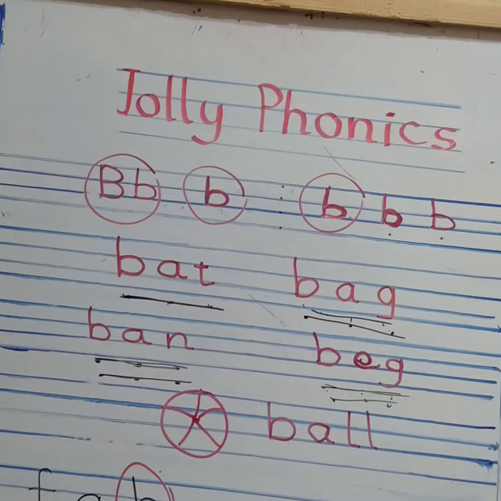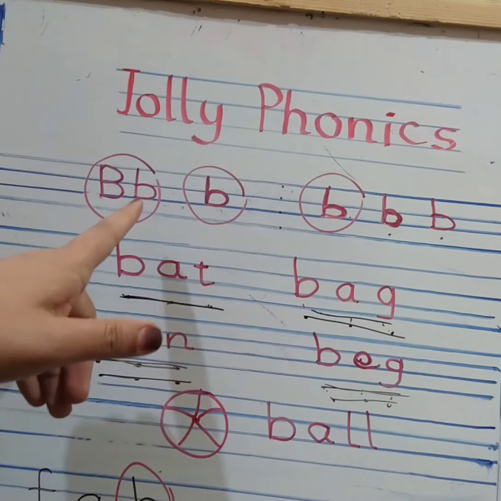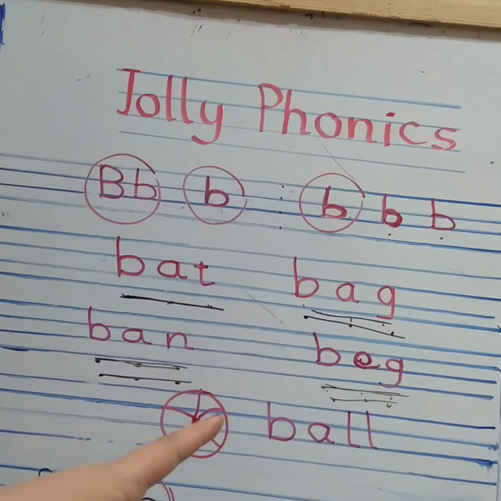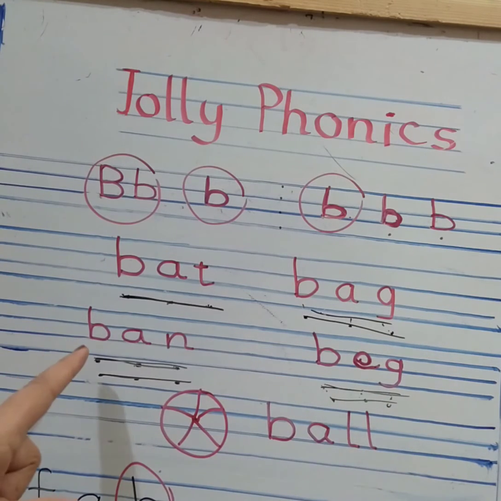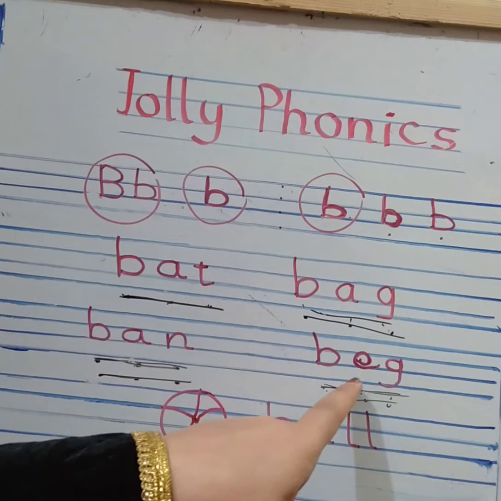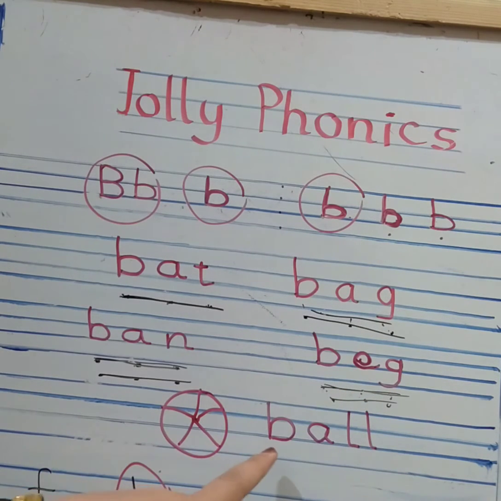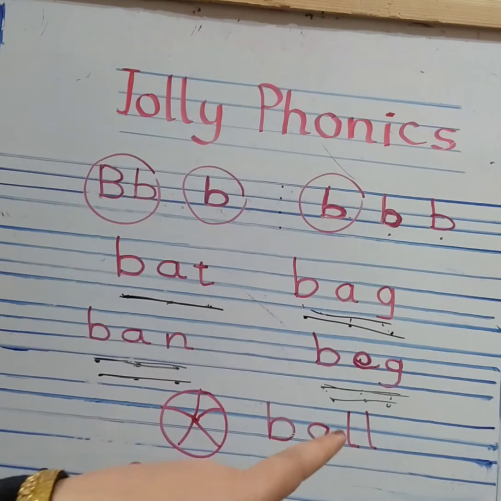Okay, now let's see the application of Jolly Phonics and have a look at the b sound. Okay, we have a problem. So let's try again. B b b at bat. B egg bag. B an ban. And this is what? This is a ball. B a l ball. Good job.